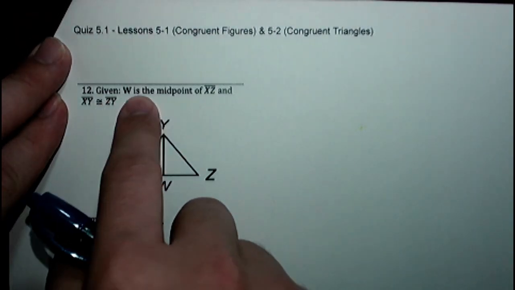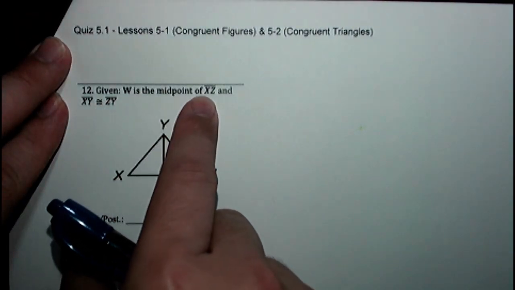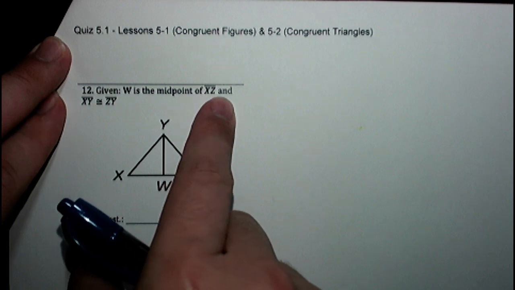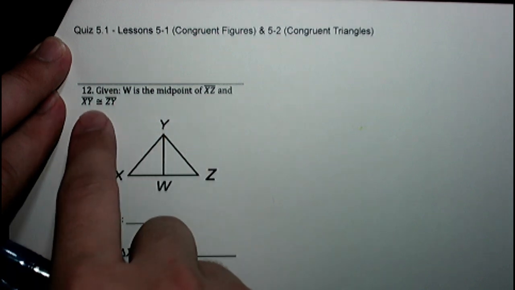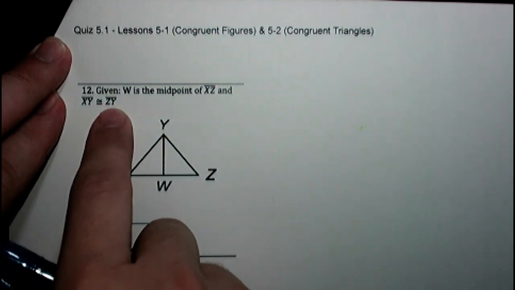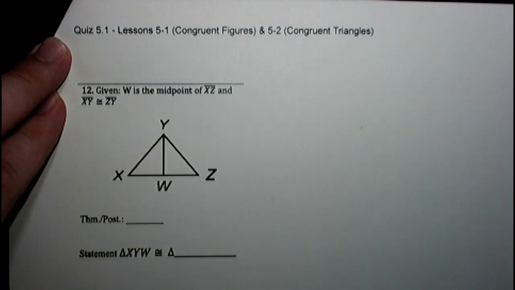All right, here we go. Given that W is the midpoint of line segment XZ and line segment XY is congruent to line segment ZY, are these two triangles congruent?